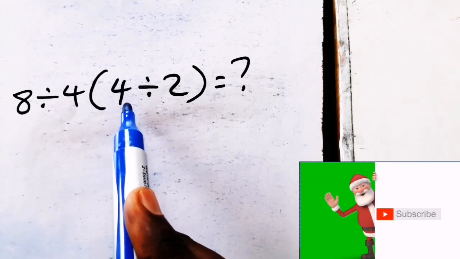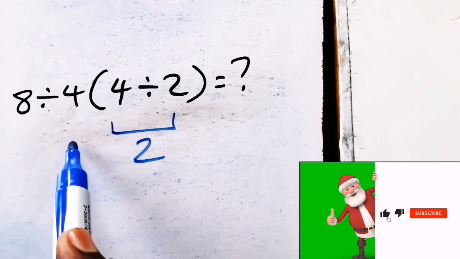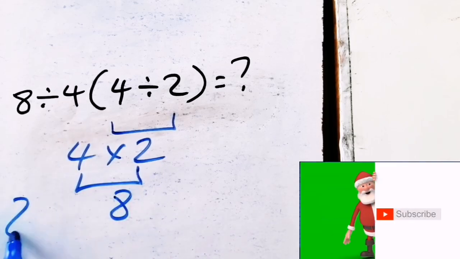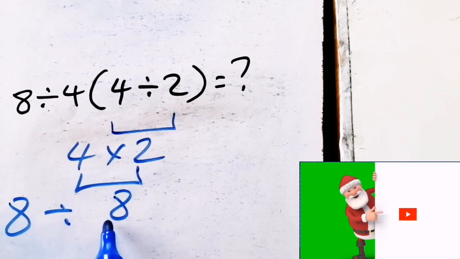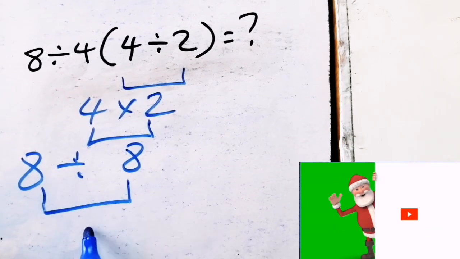Inside this parenthesis, 4 divided by 2, which equals 2. Then here, 4 times 2, which equals 8. Then 8 divided by 8. 8 divided by 8 is just 1, okay?